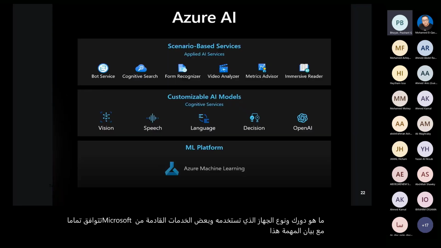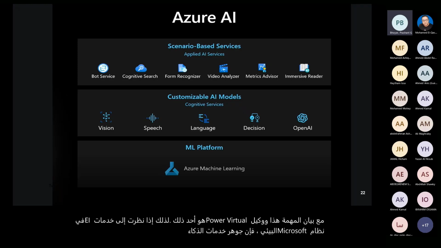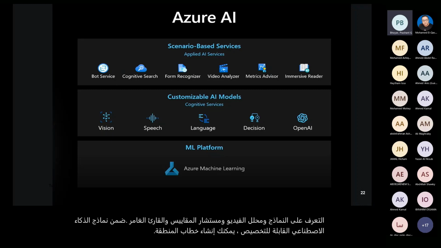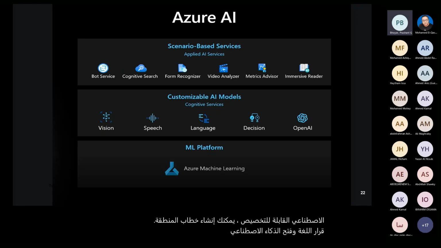So if you look at the AI services in Microsoft ecosystem, the core of AI services are part of Azure AI, where you have under scenario-based service, you have bot service, cognitive search, form recognizer, video analyzer, metrics advisor, and immersive reader. Under customizable AI models, you have vision, speech, language, decision, and open AI. And if you would like to create your own model from scratch and host that in Azure, then Azure Machine Learning is for you.